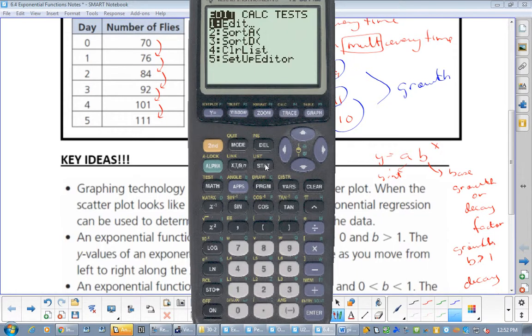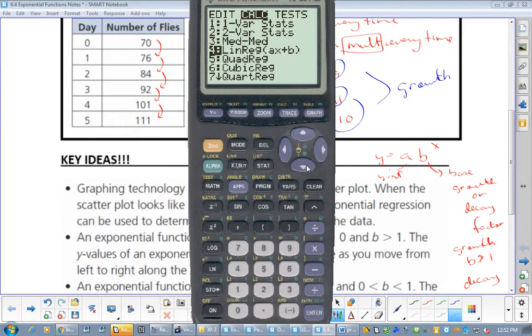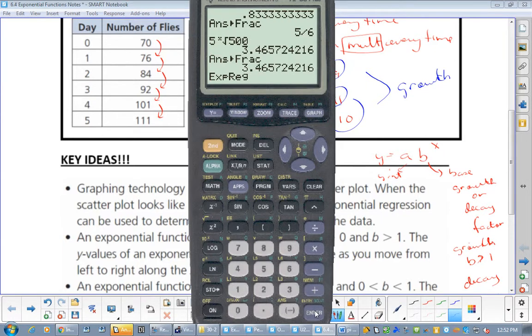Nope. Stat, calc. Would it be linear, quadratic, cubic, quartic, linear, exponential? There it is. Exponential regression. Our new button today. That's the only new thing we're doing today. Okay, so I'll hit enter.